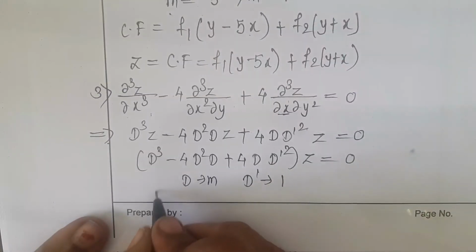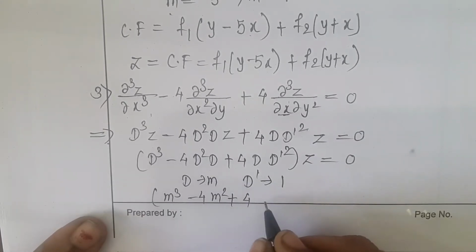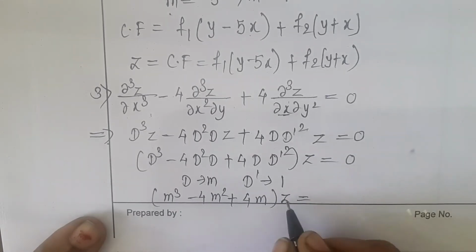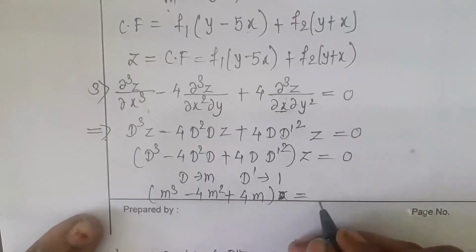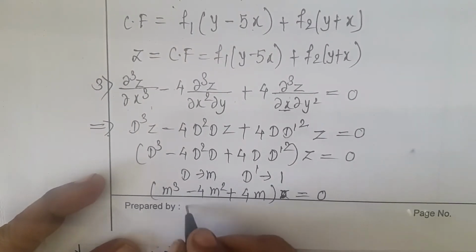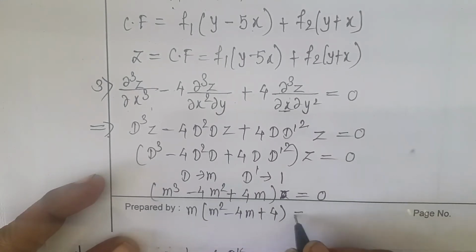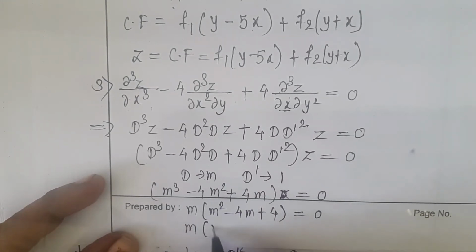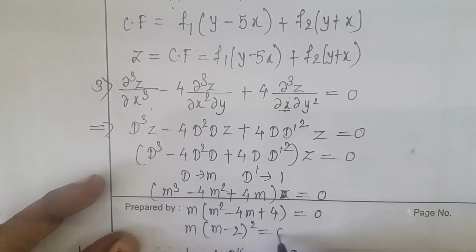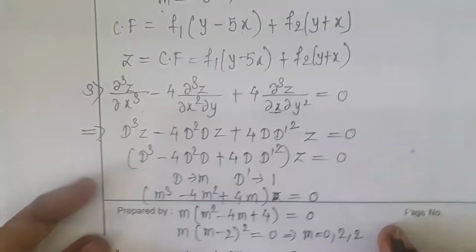So it becomes m cube minus 4m square plus 4m multiplied by z is equal to 0. Now which term is common in all? m. So taking m common, it is m square minus 4m plus 4 is equal to 0. So it is m multiplied by m minus 2 whole square is equal to 0. So what are the roots for this equation? m is equal to 0 and m is equal to 2 two times, it is repeated.